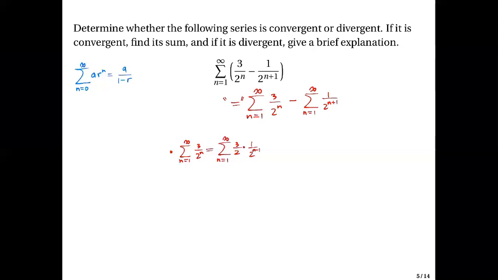Or let's just rewrite it this way. Sum from n equals 1 to plus infinity of 3 over 2 times 1 over 2 raised to n minus 1. Okay? So now the power of the common ratio 1/2 starts at 0, because we have here n minus 1 and n starts from 1. So the power starts at 0.